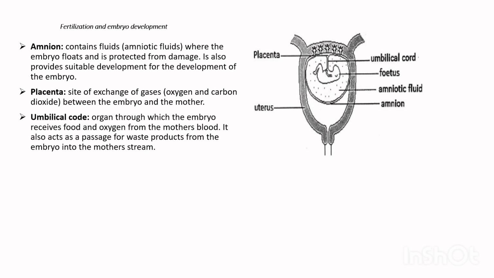We move to the placenta. The placenta is simply the site of exchange of gases and other materials. The function of the amnion is simply that it is a membrane that surrounds the amniotic fluid. And the amniotic fluid is a fluid that protects the baby from mechanical shock. It also provides a suitable environment for the development of the embryo.